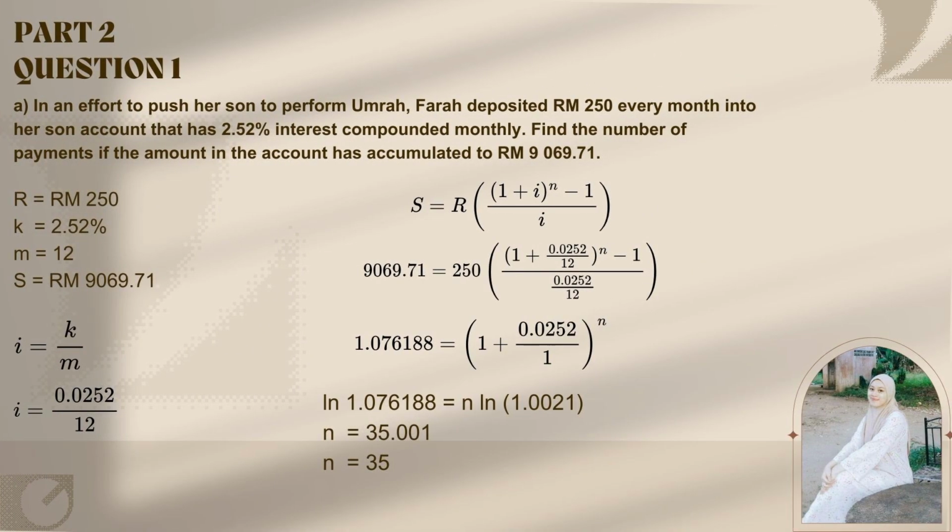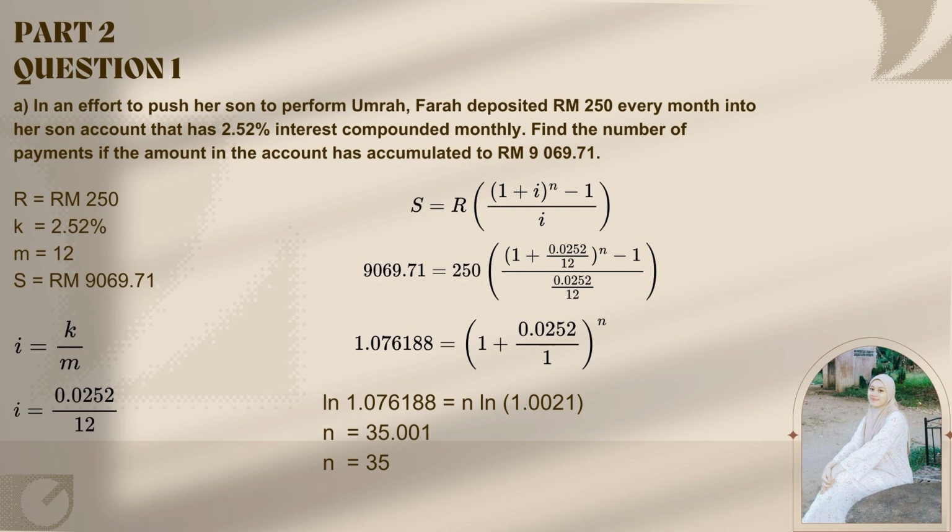Question 1. Question A. In an effort to push her son to perform Umrah, Farah deposited 250 ringgit every month into her son's account that has 2.52% interest compounded monthly. Find the number of payments if the amount in the account has accumulated to 9,069 ringgit and 71 cents.